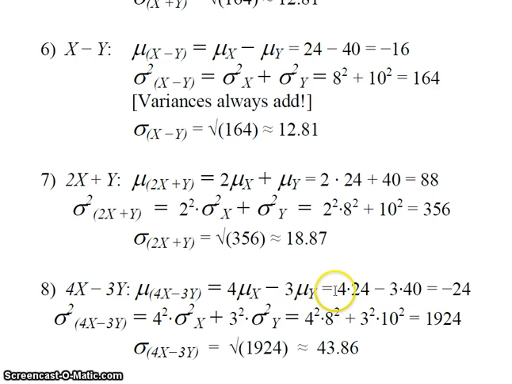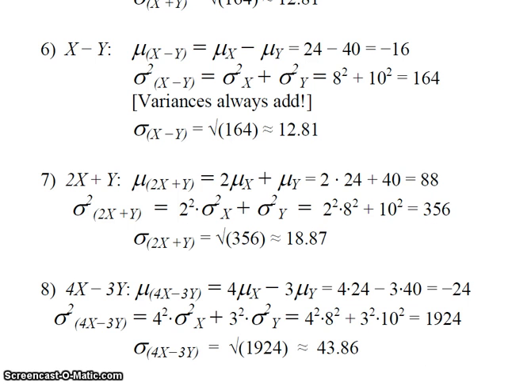And then finally, the mean of 4x minus 3y is 4 times the mean of x minus 3 times the mean of y, which is 4 times 24 minus 3 times 40. It's 96 minus 120. That works out to be negative 24. And then the variance of 4x minus 3y is 4 squared times the variance of x plus 3 squared times the variance of y, and that works out to be 1,924, and the standard deviation is the square root of that, about 43.86.